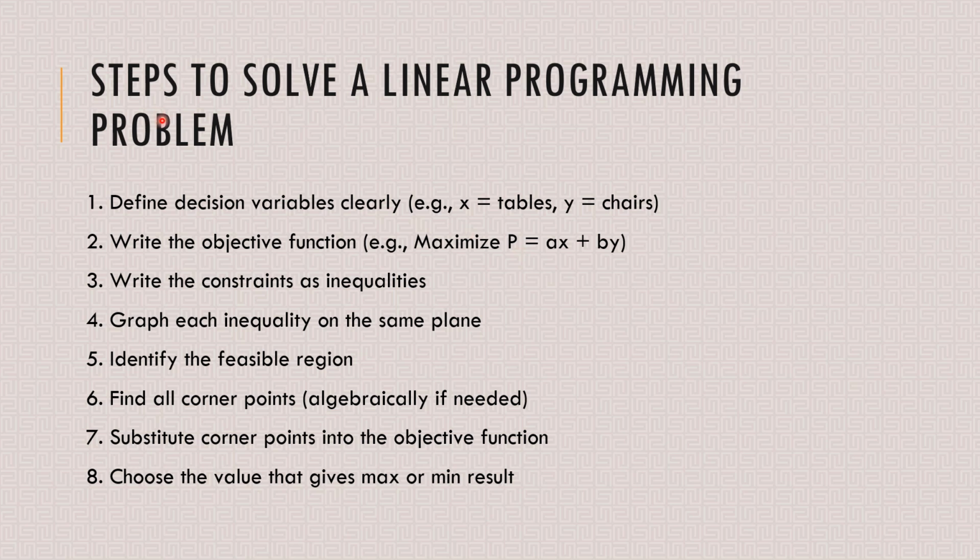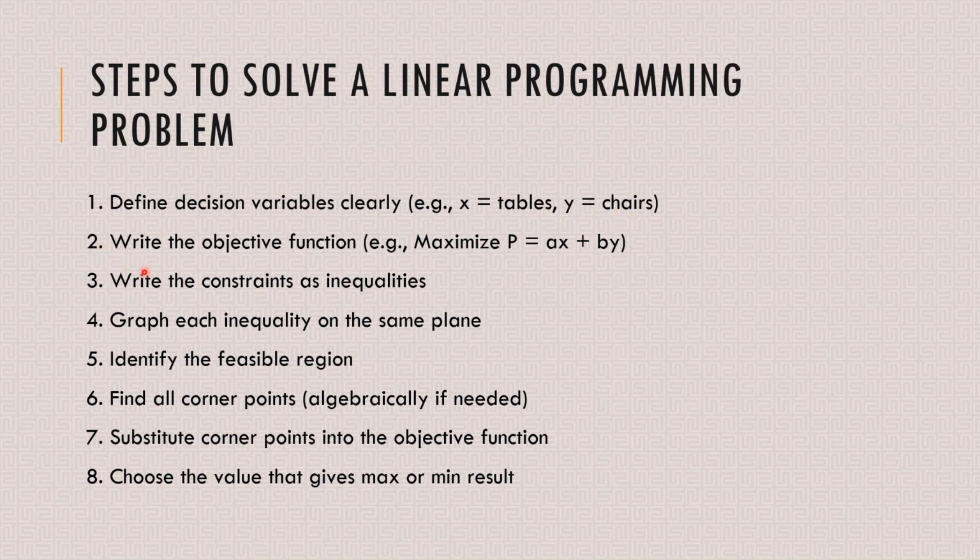Then let's look at the steps to solve a linear programming problem. If I want to solve a linear programming problem, what are the steps to follow? Step number one, I have to define decision variables clearly. Sometimes the question will be given to you, the problem will be given to you. What are the variables that you are deciding on? For example, maybe we are deciding on X to be tables and Y to be chairs. So it means that the problem was about tables and chairs.